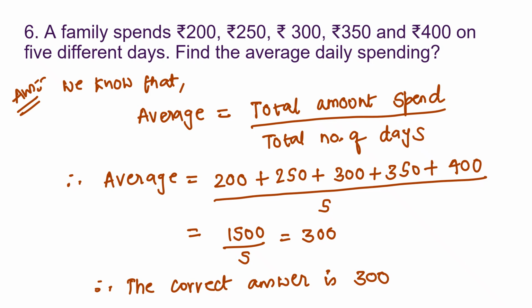Sixth problem is a family spends 200, 250, 300, 350 and 400 on 5 different days. Then find the average daily spending. We know that the formula for average is equal to total amount spent divided by total number of days. Therefore, average is equal to 200 plus 250 plus 300 plus 350 plus 400 divided by 5, which is equal to 1500 divided by 5, which is equal to 300. Therefore, the correct answer is 300.